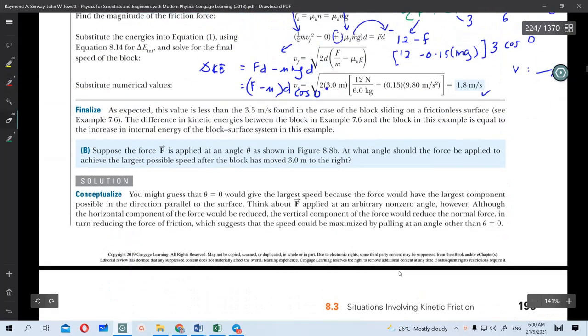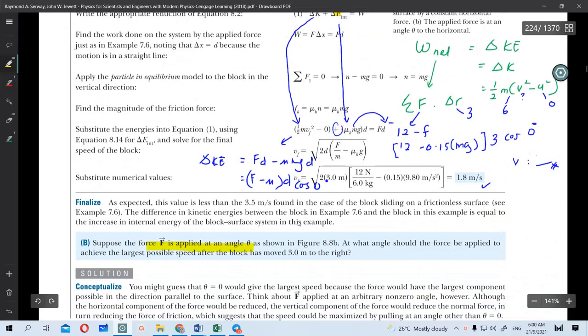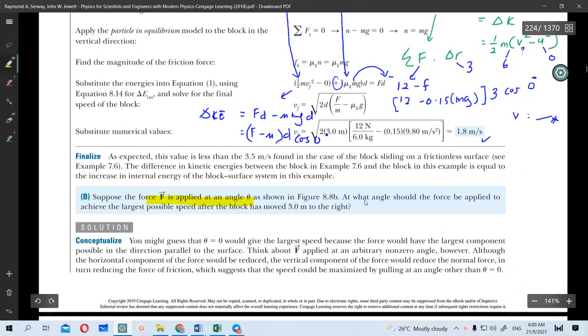Alright, before we proceed, let's look at what the question itself is all about. Since force now is applied at an angle, as seen here, at what angle? The question is you should find the angle where the force would result in the largest speed, and the distance travelled is 3 meters to the right.